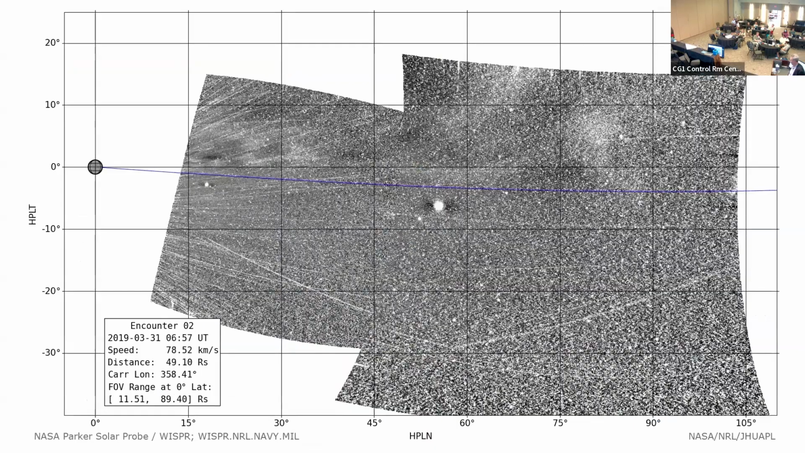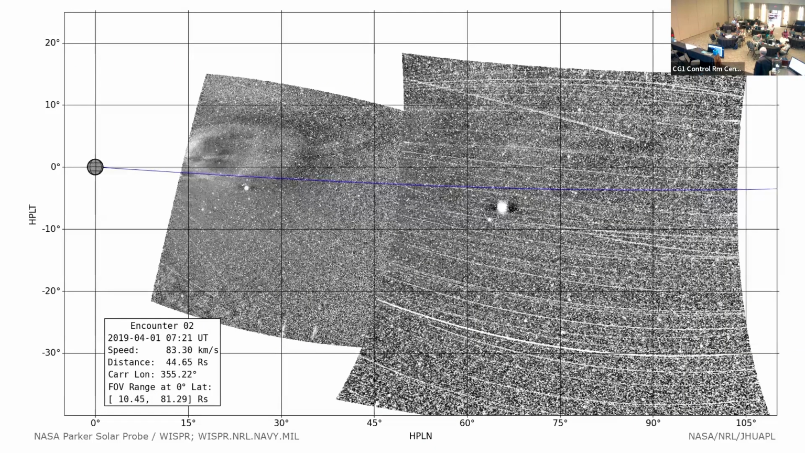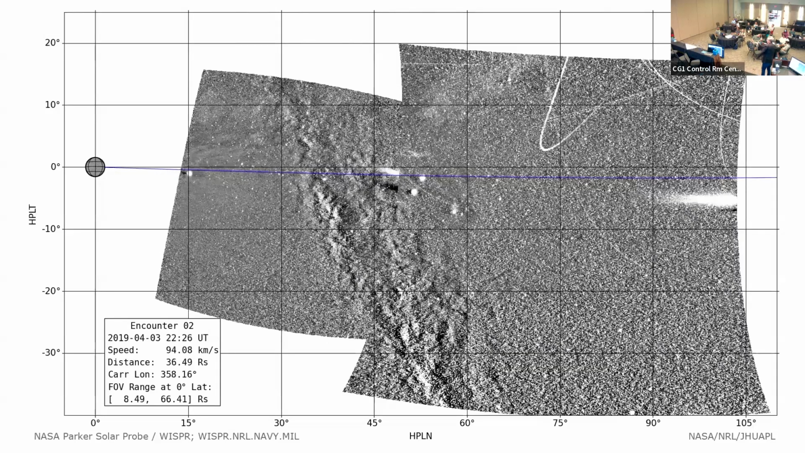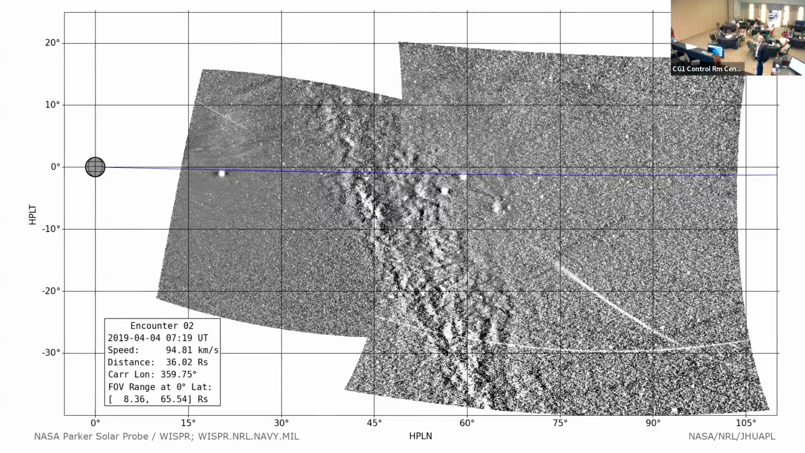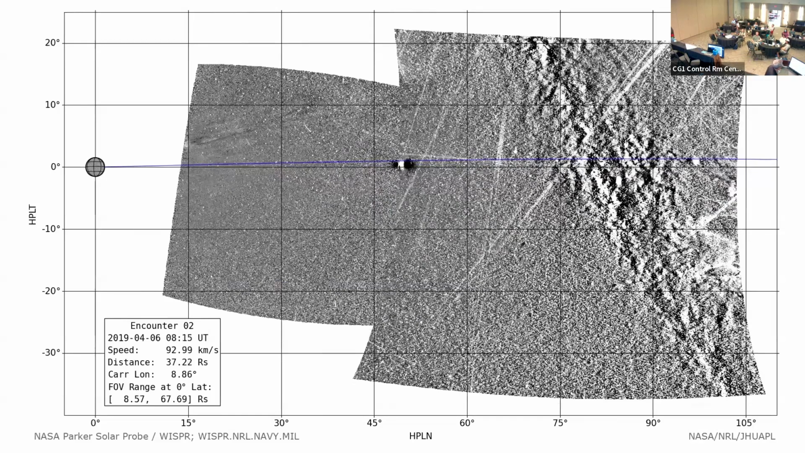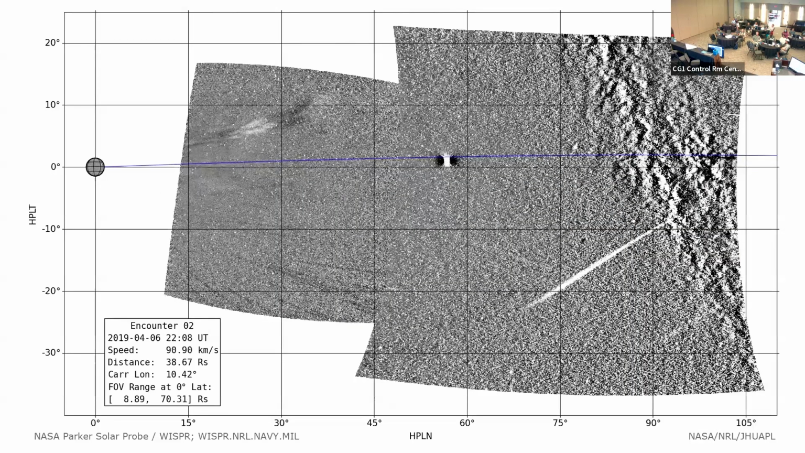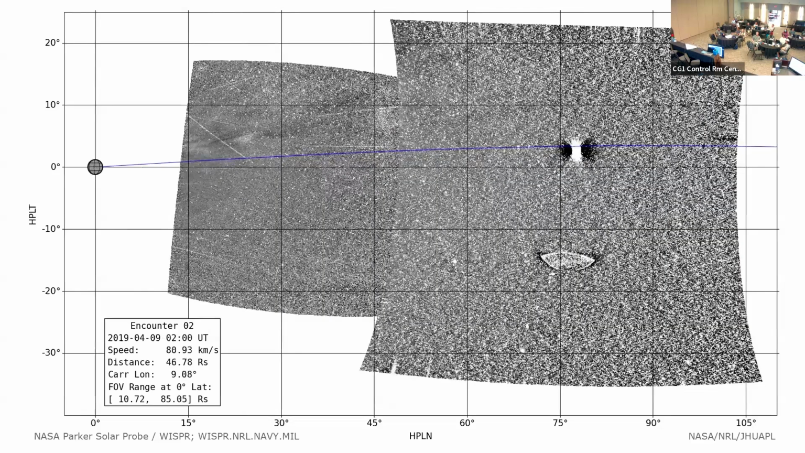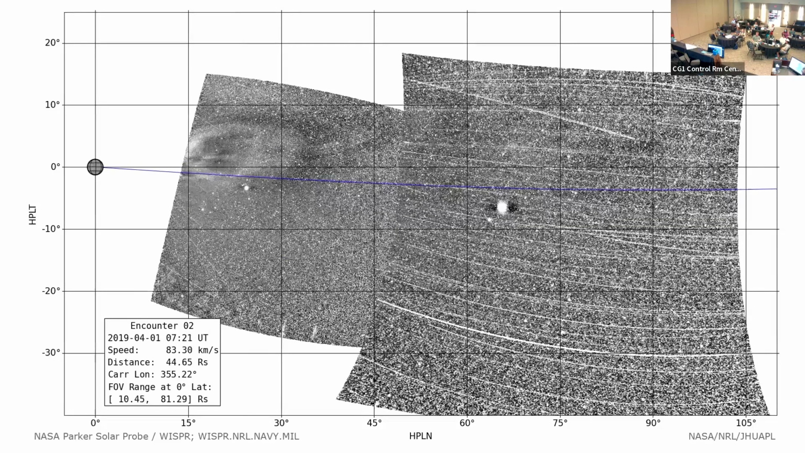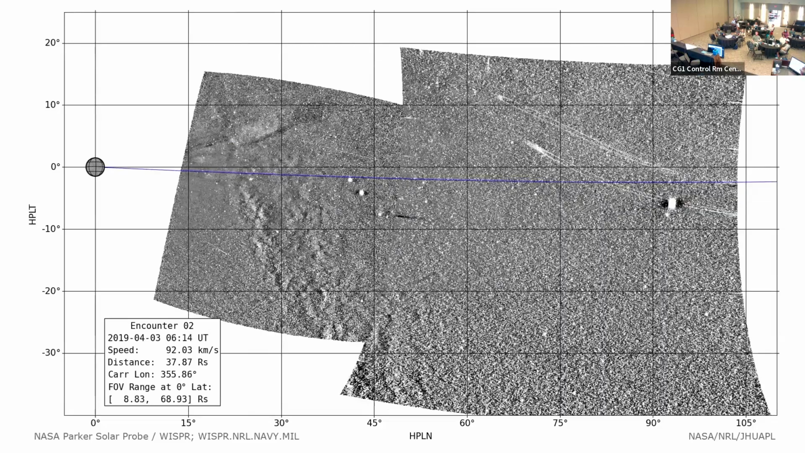And this is Parker, the white light instrument on Parker. And this is a really beautiful movie. See it where the contrast is higher. Look at it for a long time. And what you see is plasmoids being ejected and growing as they move out. And it's a really beautiful movie.